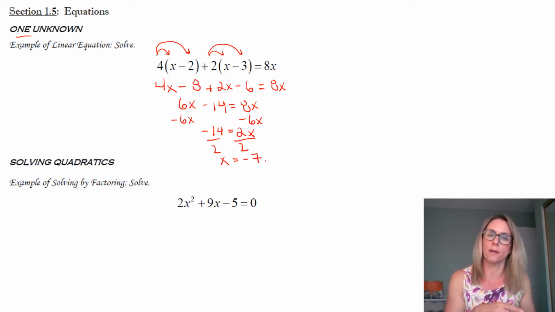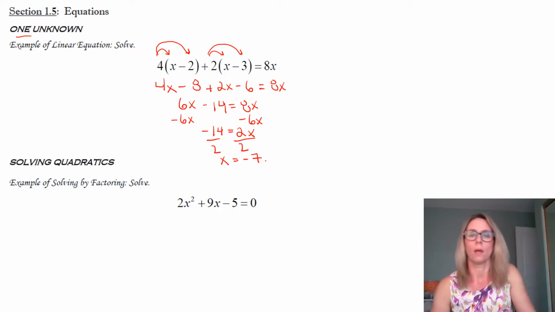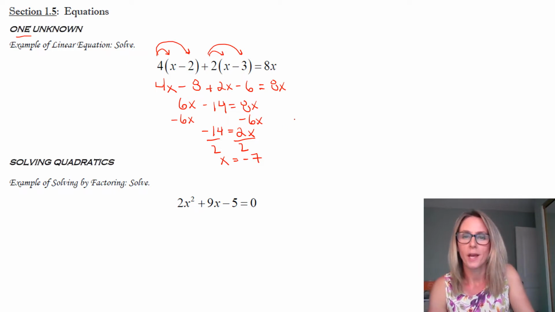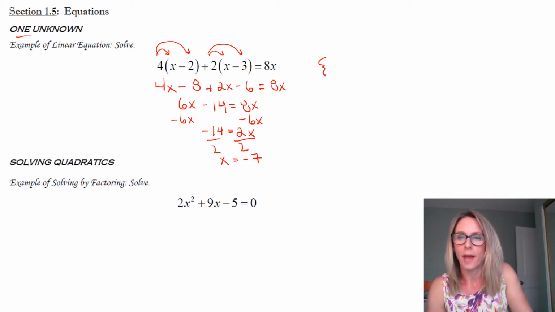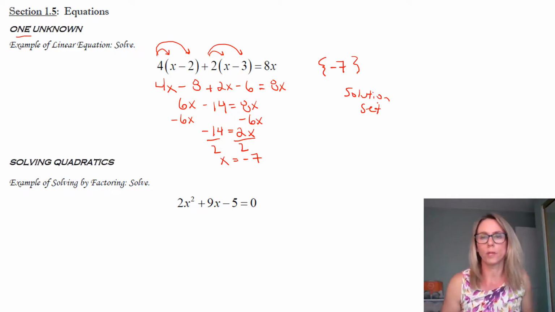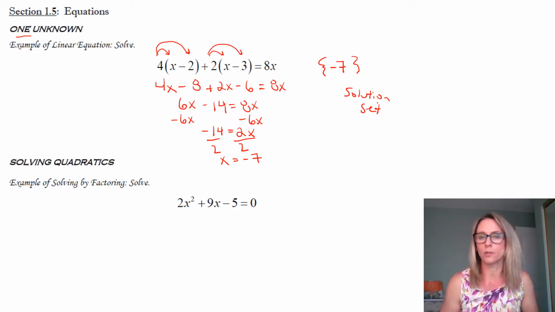Notice that I did put the x on the left side and the number on the right side. You could have negative 7 equals x. It's the same exact thing. I just like seeing my x first, but you can always switch it. It's totally fine. Now I'm going to write this as negative 7 in what's called a solution set. It is literally the set of the solutions of the equation. So notice I have these brackets around it. That's set notation. And it's just telling people this is the thing that makes this true.